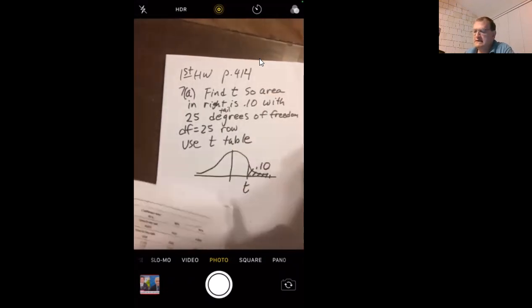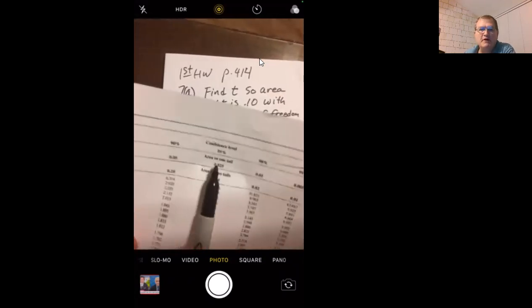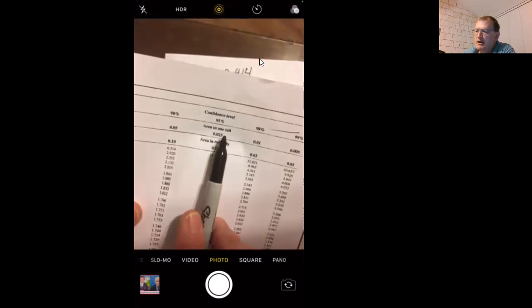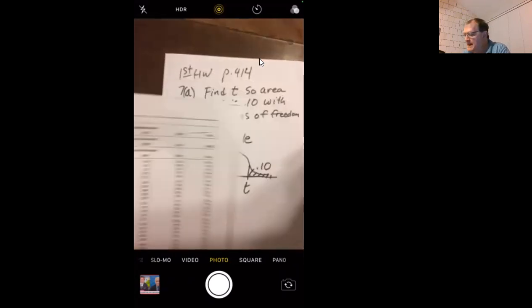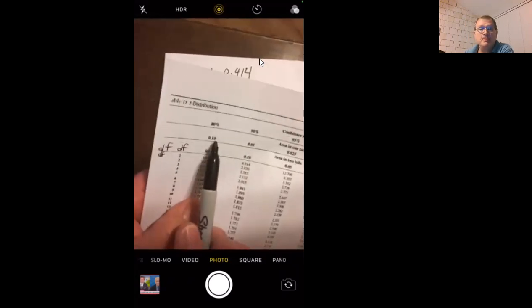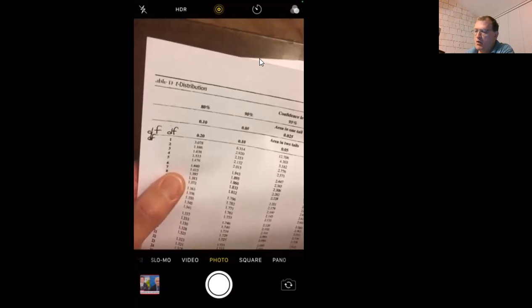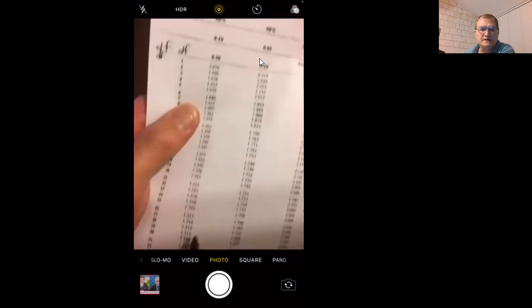The area in one tail, that's what we have here. It doesn't really use left or right, but we've got one tail area that's 0.10. 0.10 is the first column. So we run down that to DF of 25, 1.316.